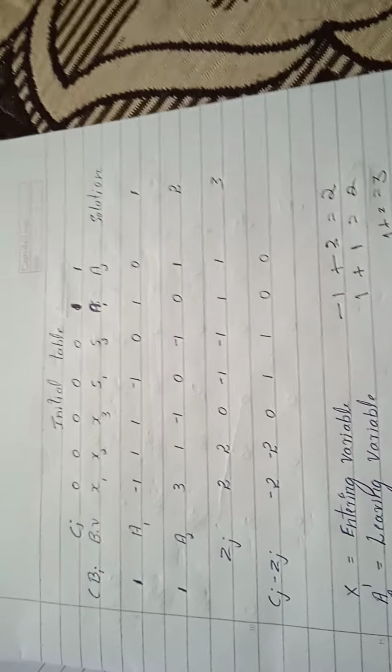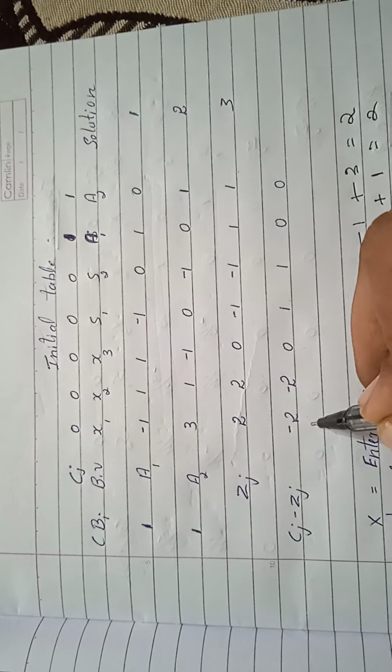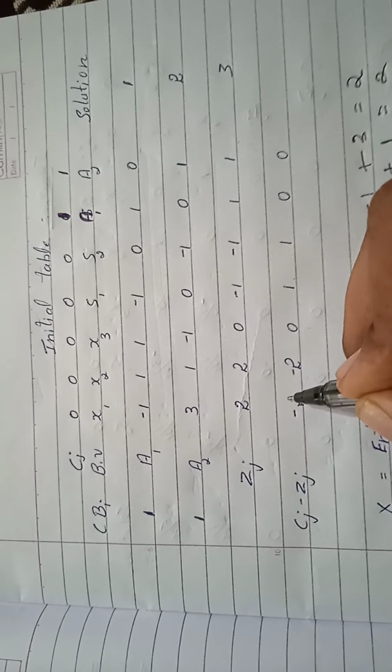So now we have to get the key column, key row and key element. Out of the key row and key column, we will get the key element. The most negative value is minus 2 or minus 2, so we can consider either of them. I'm going to consider x1. So this is the key column.